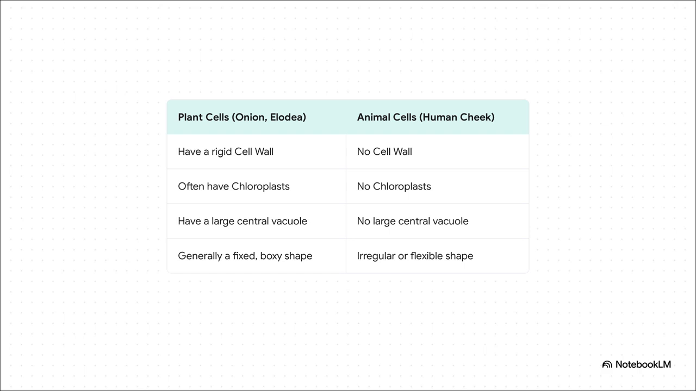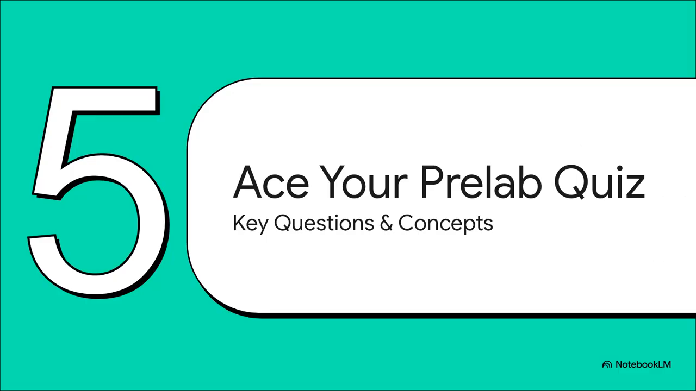And to make it a fair comparison, your constants have to stay the same, like using the same magnification and the same slide-making technique for both. This whole structure is what turns just looking at stuff into actual science. All right, we're in the home stretch. You've got the theory, you've got the procedure, you even have the experimental design down. Let's lock in these last few concepts so you can walk into that pre-lab feeling like you own it.